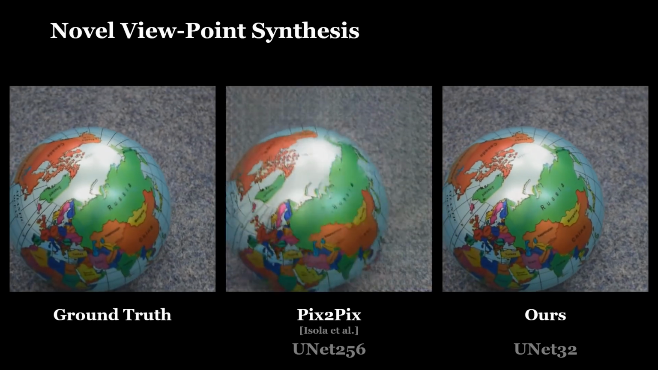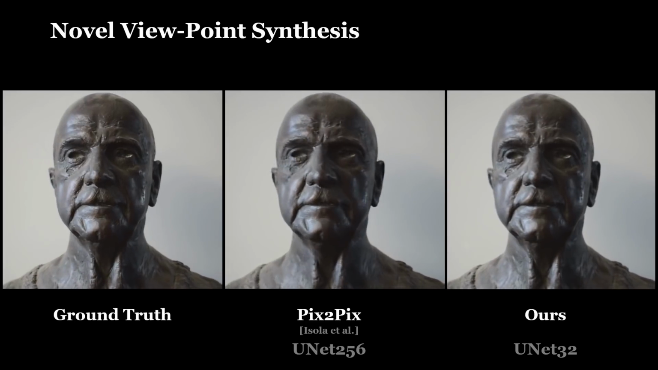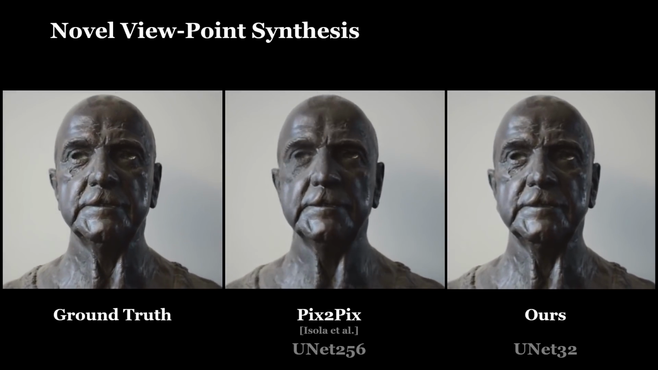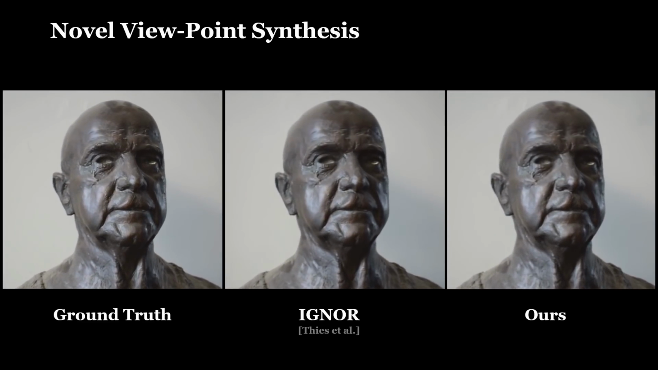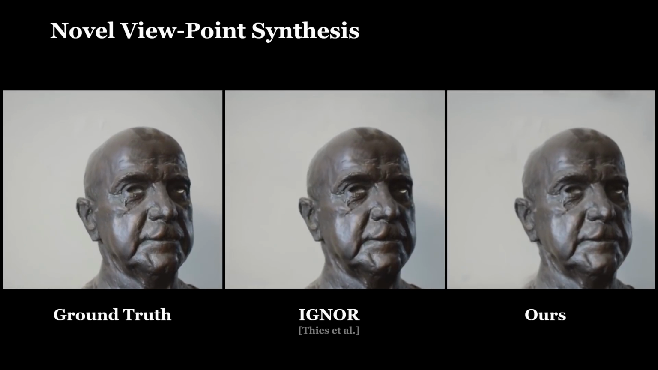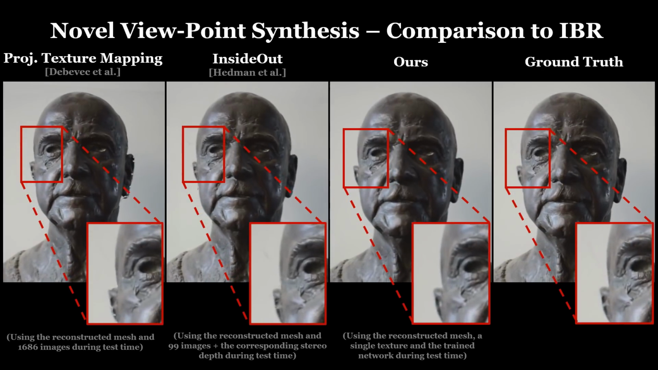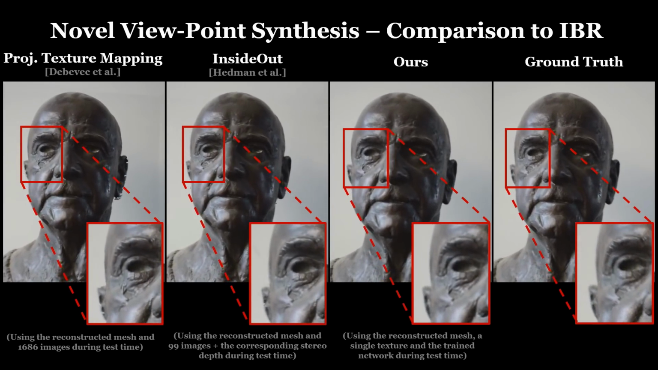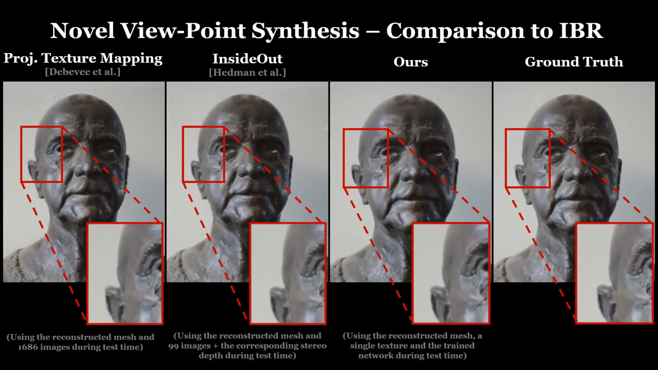Here we show a comparison to the image-to-image translation approach pix2pix, as well as an image-guided neural object rendering approach. Additionally, we compare against classical image-based rendering techniques. As can be seen in the close-ups, our approach is able to handle the imperfections in geometry.